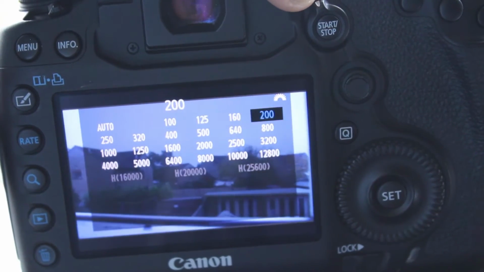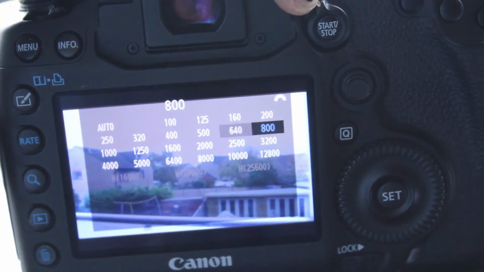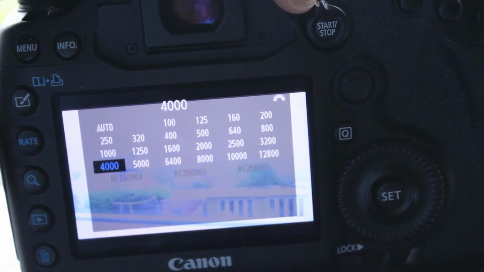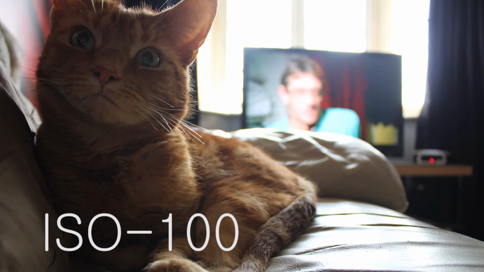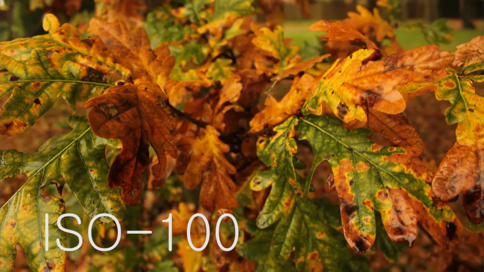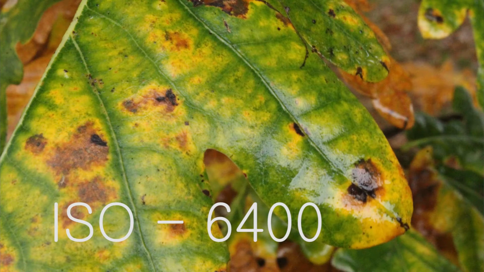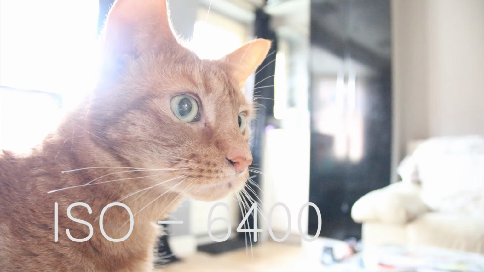ISO is the sensitivity of your camera to light. The lower the ISO, the less sensitive your camera is to light. Normally you want to stick to a low ISO because in gaining a high ISO you get the downfall of a grainy or noisy image, and with a lower ISO you'll get higher quality photos, but it would have to be in a scene with quite normal lighting.